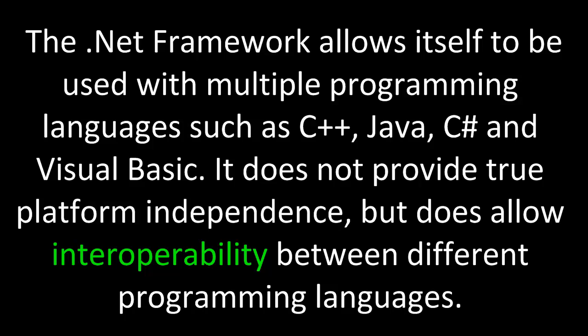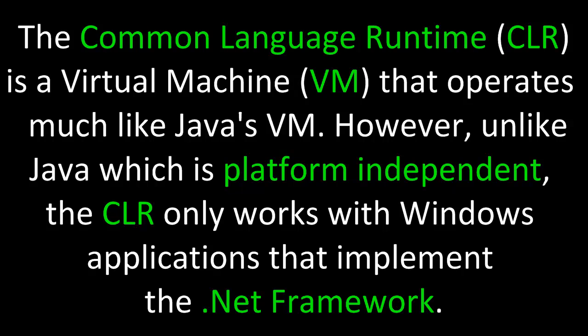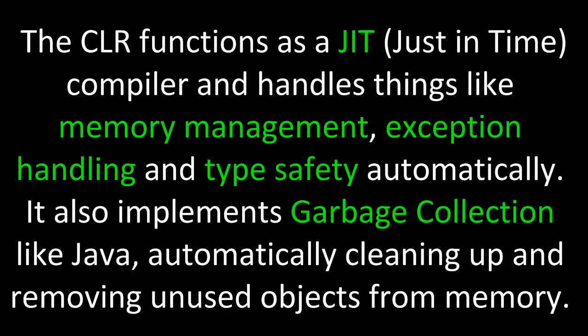It does not provide true platform independence, but does allow interoperability between different programming languages. The Common Language Runtime, or CLR, is a virtual machine, or VM, that operates much like Java's VM. However, unlike Java, which is platform independent, the CLR only works with Windows applications that implement the .NET framework. The CLR functions as a JIT, just-in-time compiler, and handles things like memory management, exception handling, and type safety automatically. It also implements garbage collection like Java, automatically cleaning up and removing unused objects from memory.